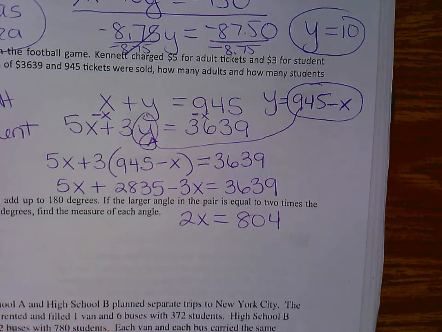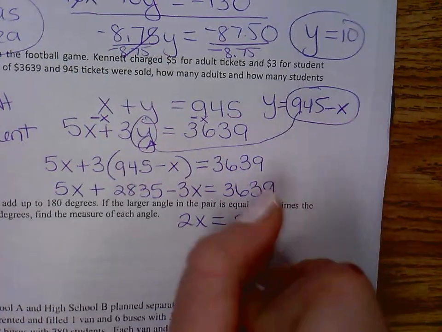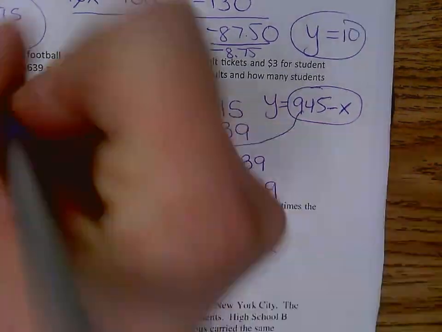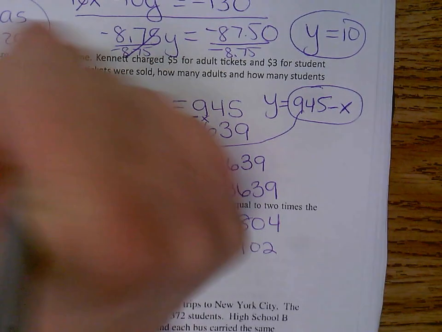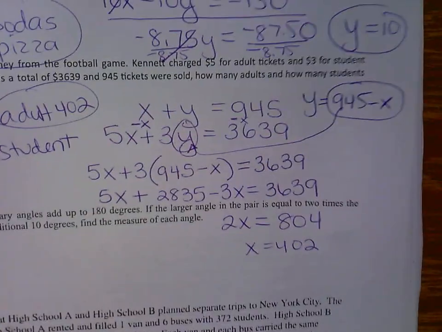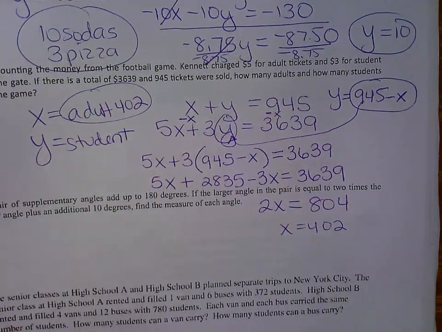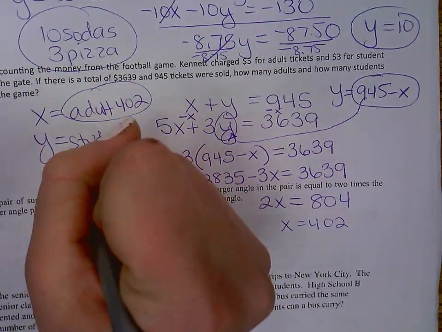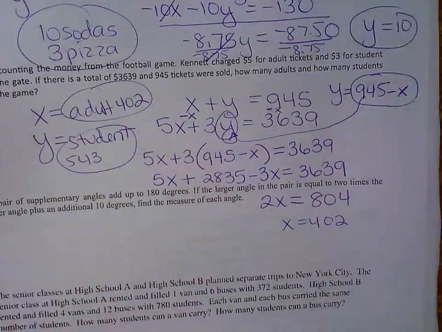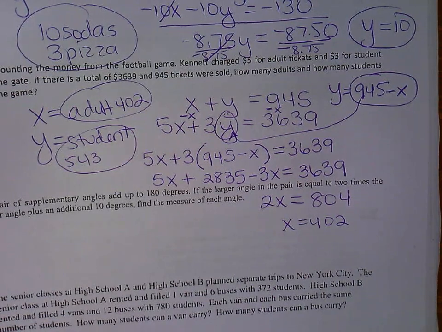Yeah, so 402 is x. So what does that mean? There were 402 adults, and then I would just subtract off to figure out the number of students, right? So I'd take 945 and subtract 402. So does that sound like 543? Does that sound right? 543 students and 402 adults.